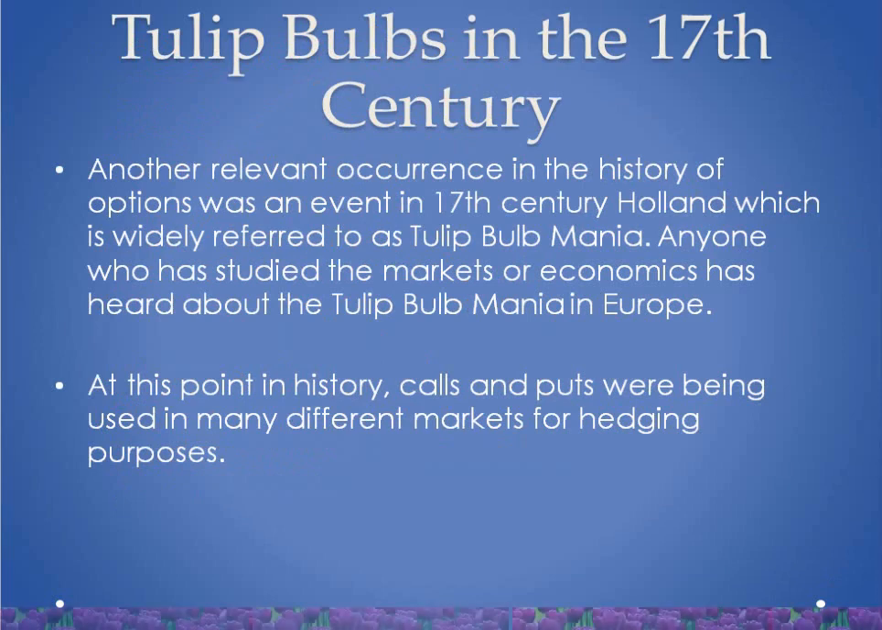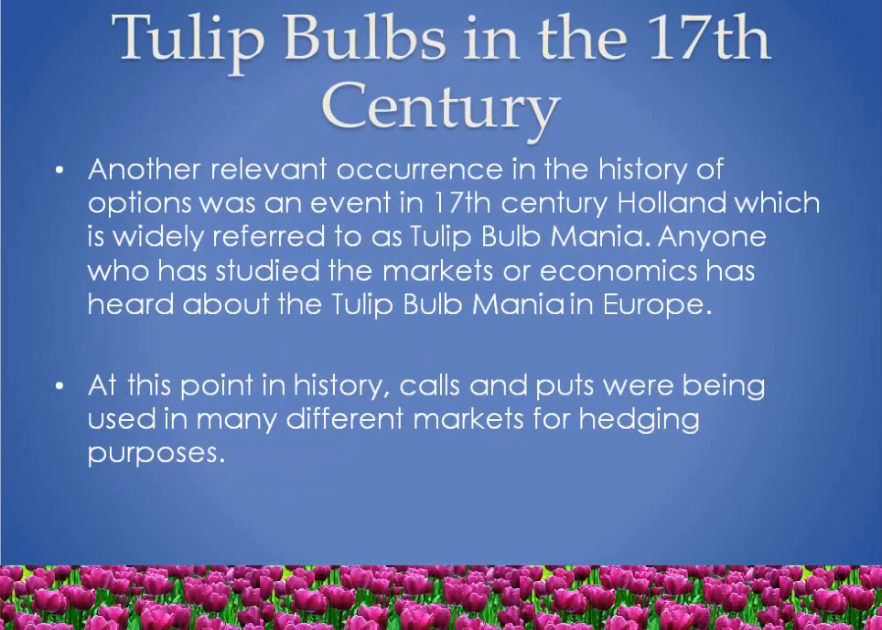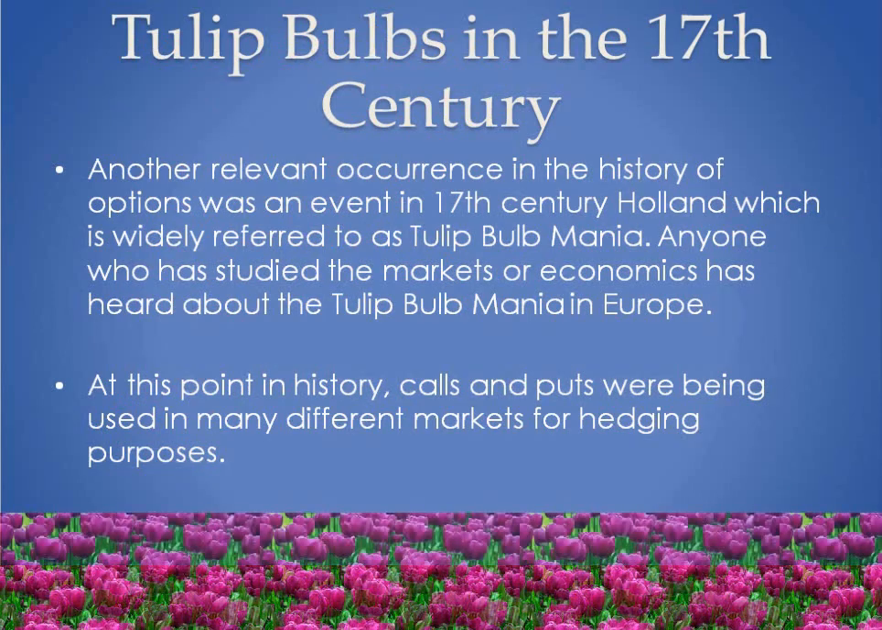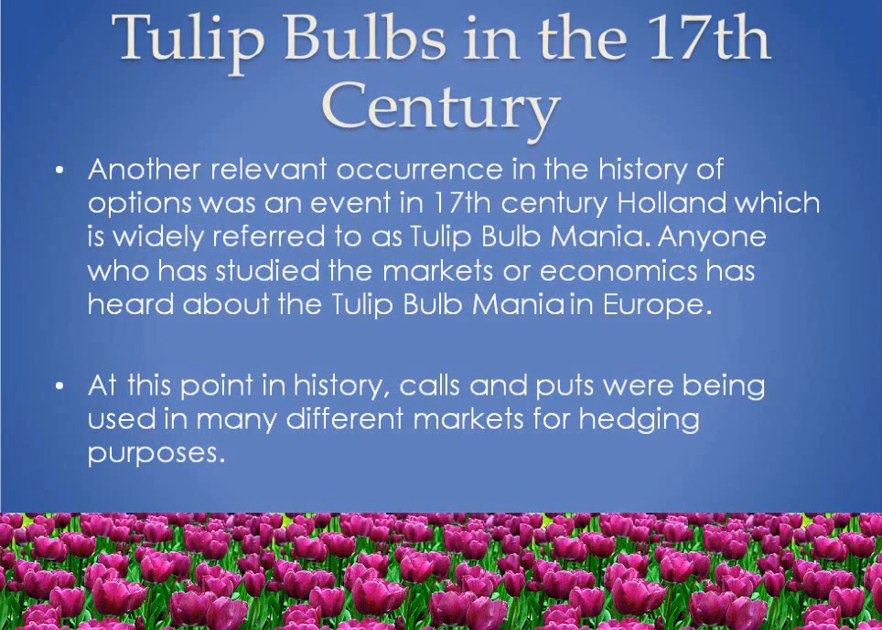Then we move on to the Tulip Bulb Mania of the 17th century. Anybody who's studied the markets or studied economics has heard about the tulip bulbs in Holland in the 17th century and how it really created a disaster for the economy. So this is another relevant occurrence in history of options in the 17th century.